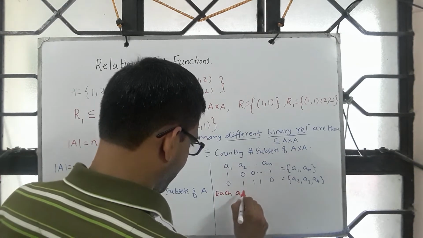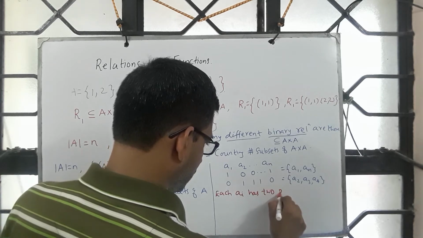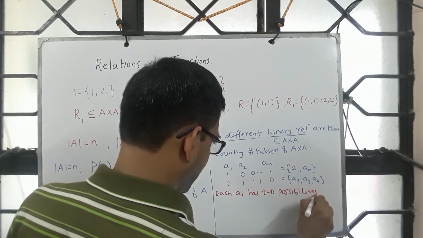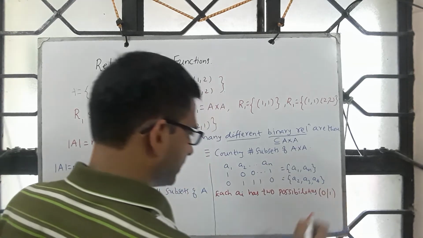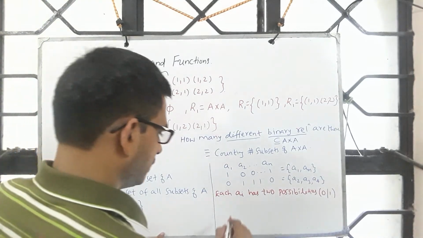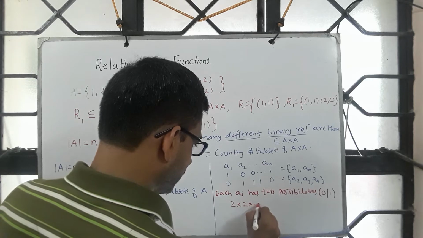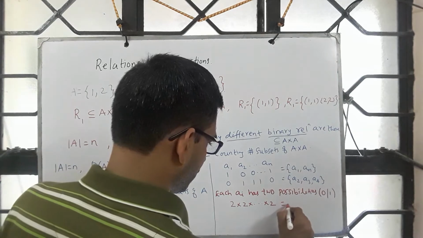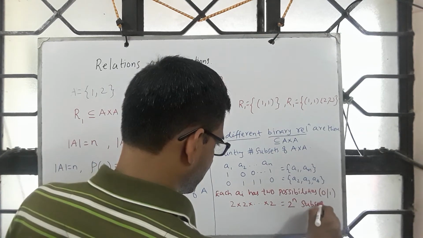So each element has two possibilities. 0 means it is not included, 1 means it is included. So now the first element has got two possibilities, the second element has got two possibilities, the nth element has got two possibilities. So we get 2 power n subsets.